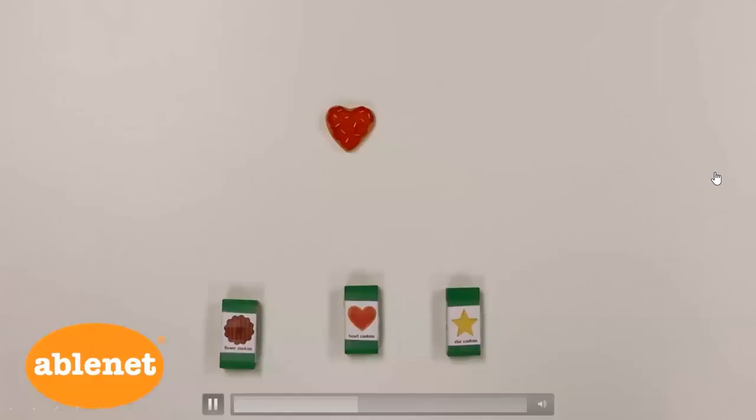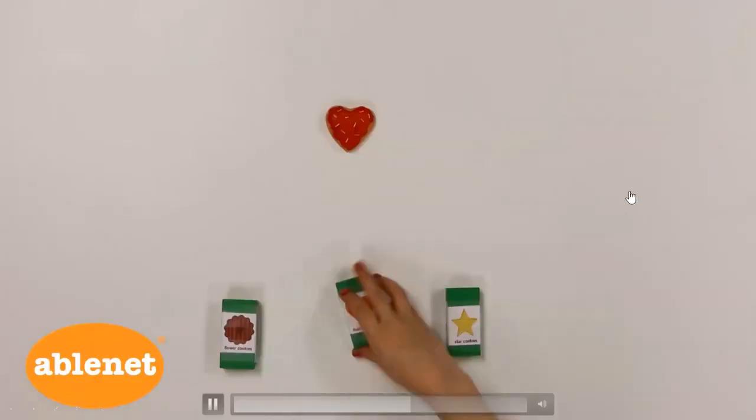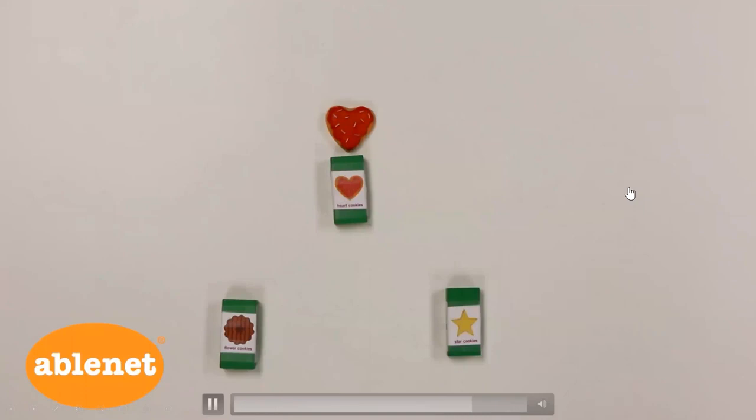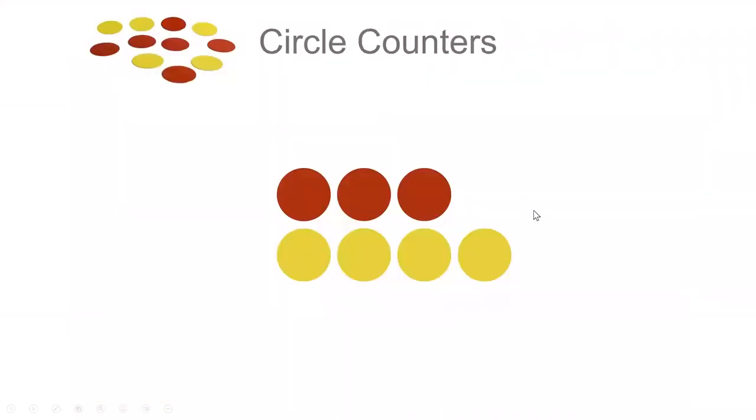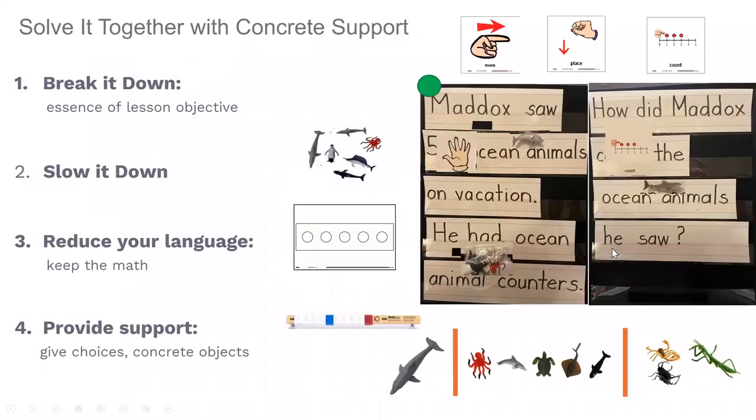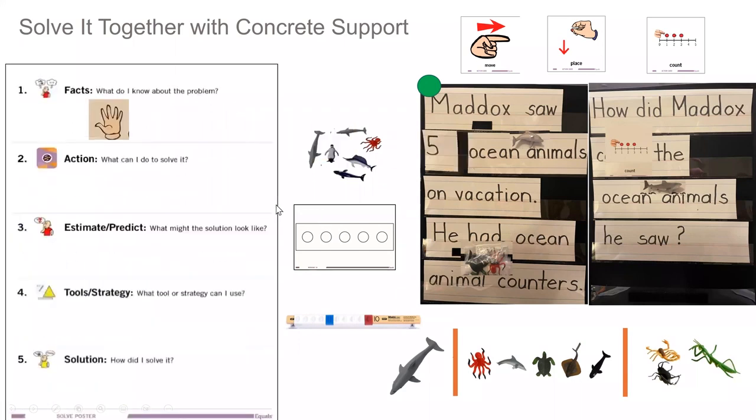Also, teachers can use the blocks that are included for students to be able to use pick symbols and just merely tape them on a set of the blocks. There's a lot of blocks so that they are able to do that. And circle counters are present as well. They're double-sided, but they're larger, so they are not a choking hazard like the small ones that you typically see in a classroom.